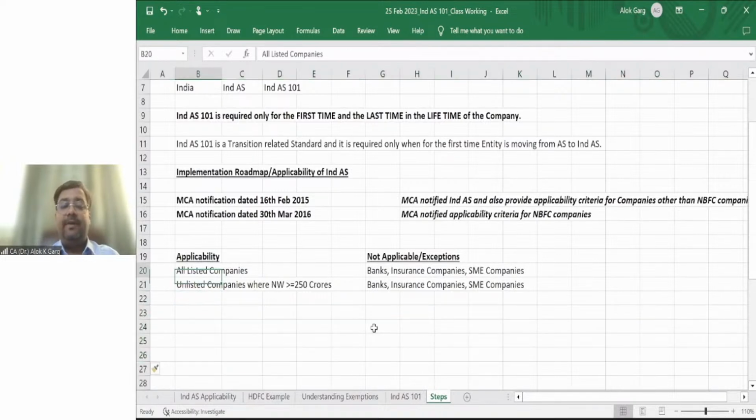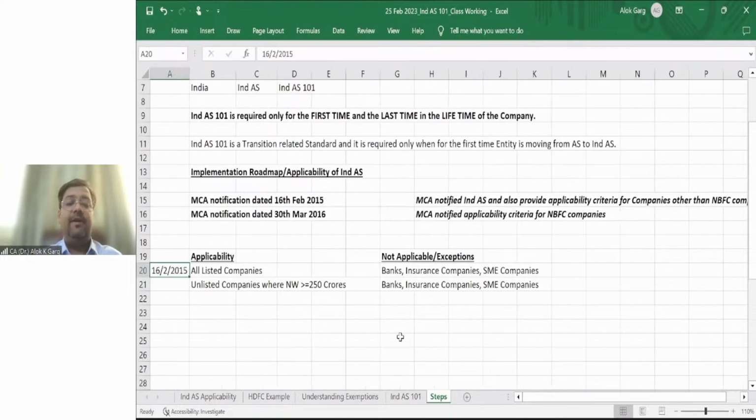Then same. All listed companies. So this was the notification dated 16 February 2015, right? This is as per notification dated 16 February 2015. Now there was another notification dated 30th March 2016, which says the same thing.